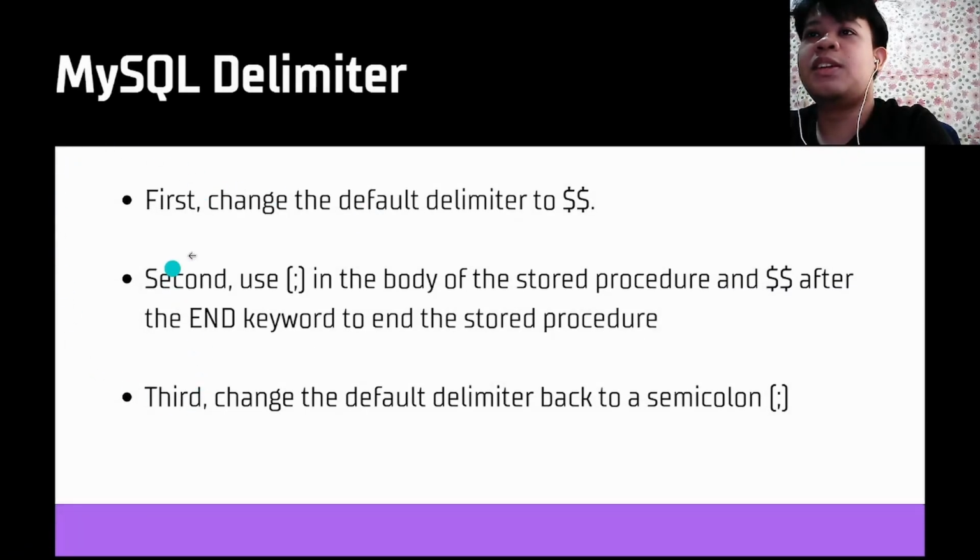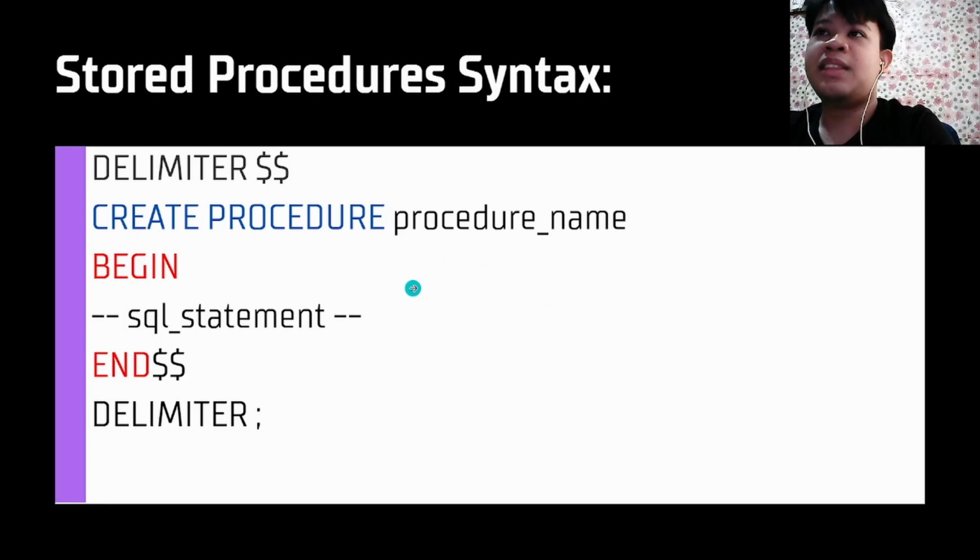So the steps are here. Change the default delimiter, use it after the end keyword, and change the default delimiter back to a semicolon. Next, here is the syntax for a stored procedure. We'll talk about it more in the next part.